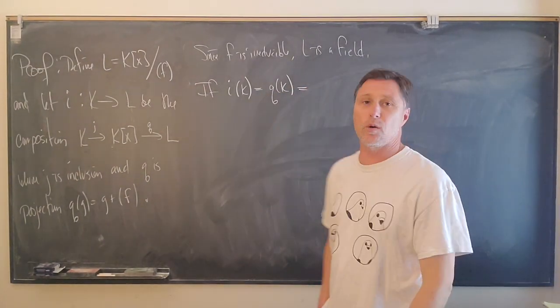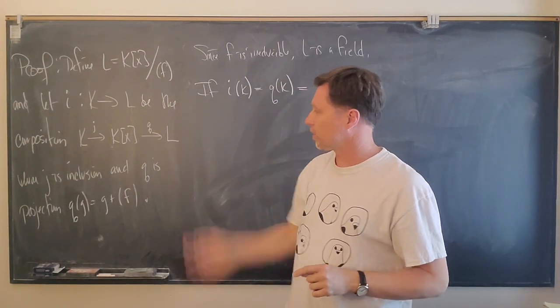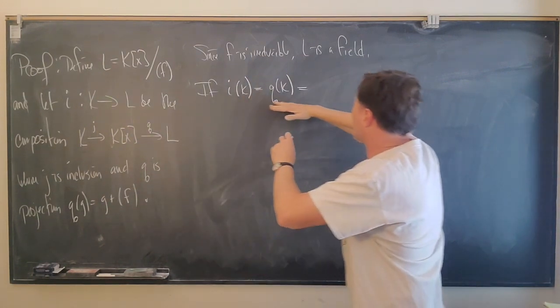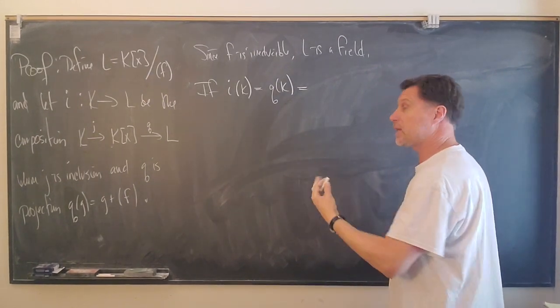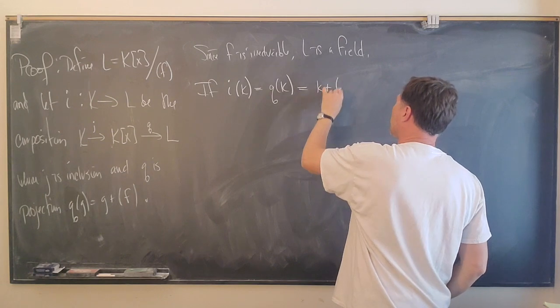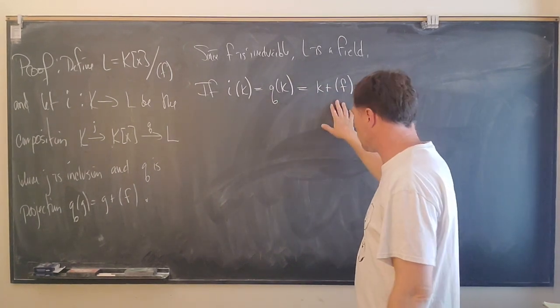When I was writing up my notes last night, I forgot to put that the polynomial is greater than or equal to 0, and then I got stuck right here, and then I realized, oh, of course, I need my polynomial f to be non-constant. And here's the reason: this is going to be k plus the ideal generated by f. That's what q does.